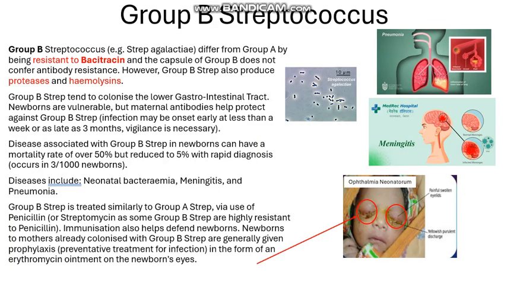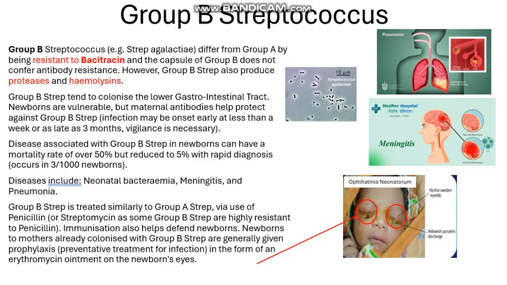Group B strep tends to colonize the lower gastrointestinal tract, so newborns are vulnerable, but maternal antibodies help protect them against Group B strep infection. It may be onset early at less than a week or as late as 3 months, so vigilance is necessary. Diseases associated with Group B strep in newborns can have a mortality rate of over 50%, but this has been reduced to 5% with rapid diagnosis.